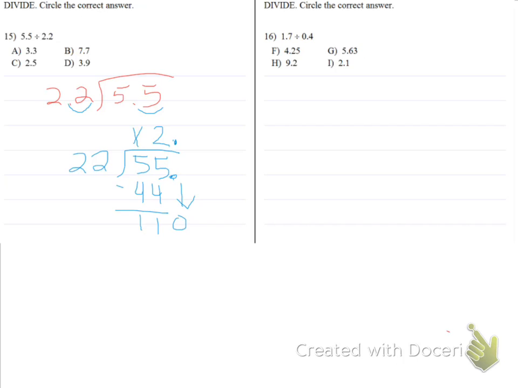into 110. So if you check on the side, 22 times 5, 5 times 2 is 10, carry the 1, and that's 11. So 22 goes in 5 times, remainder 0. Okay, so that's it, 22.5 is the correct answer. So you can do that for all of them.